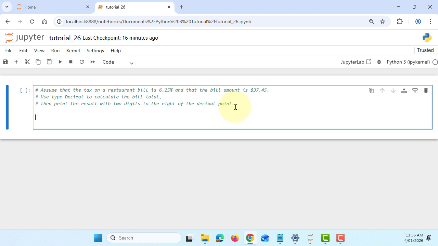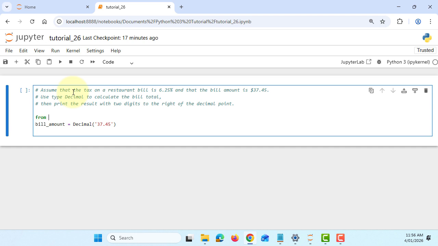Okay, let's start with bill amount, 37.45. Instead of using the value here, we are going to use the decimal type. So we're going to say decimal. It means we have to import from decimal import decimal.